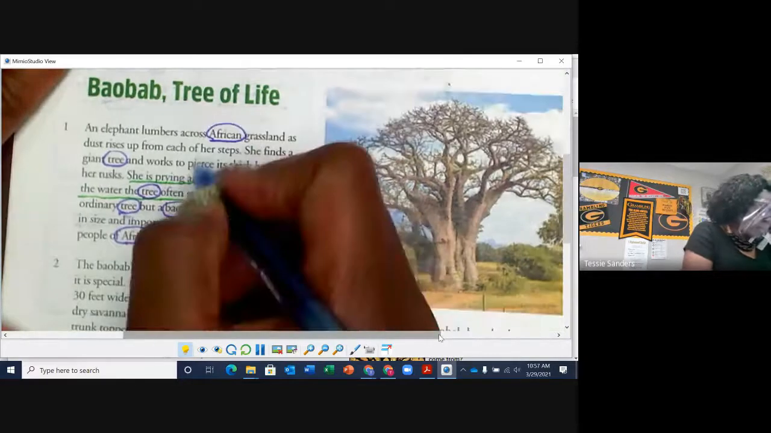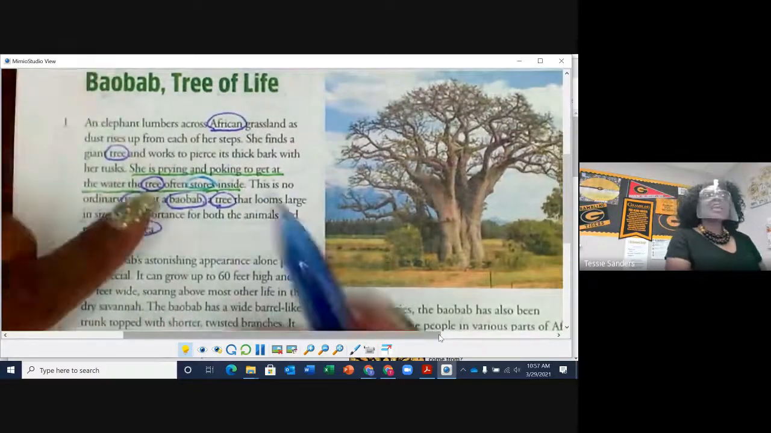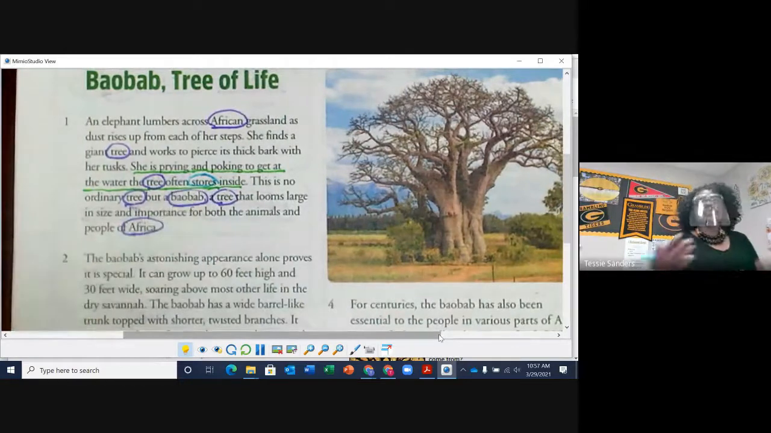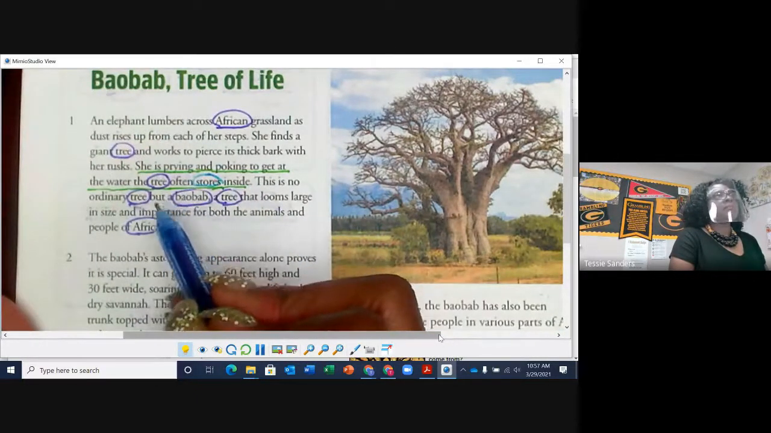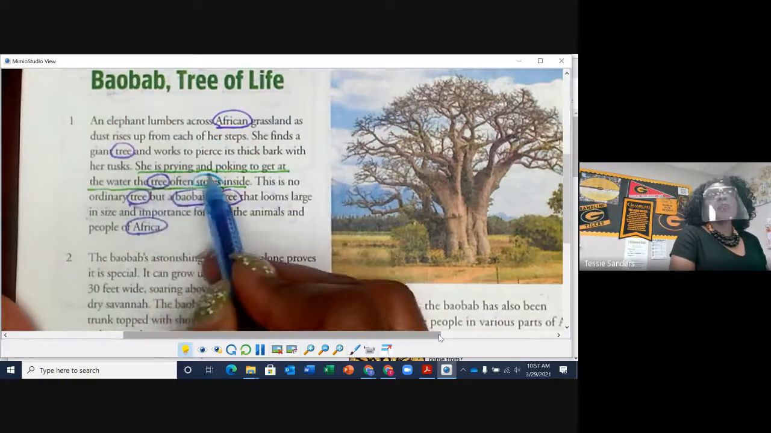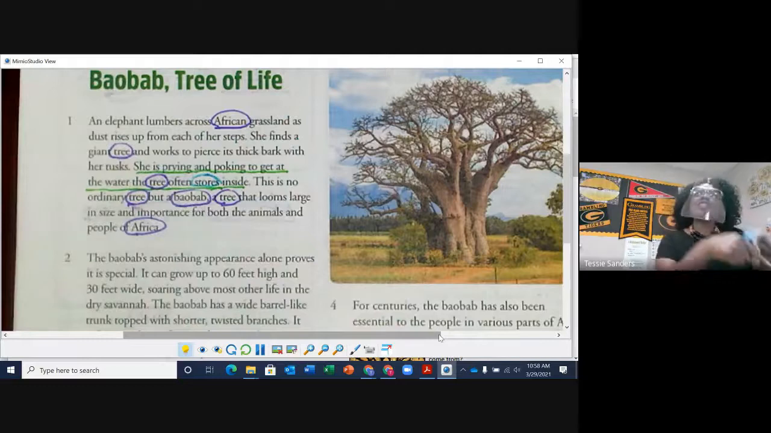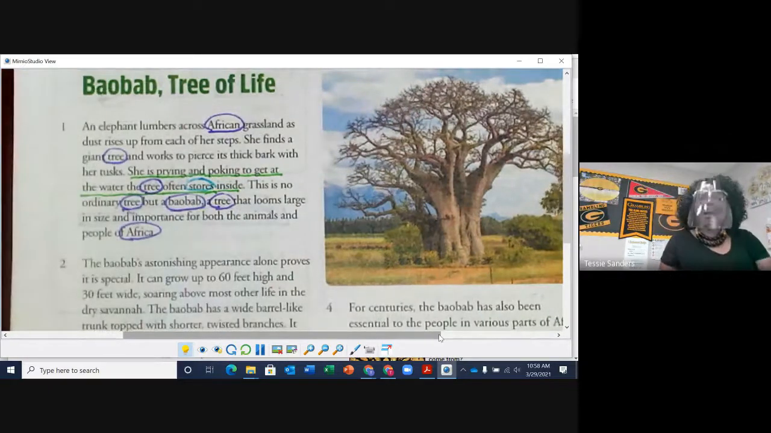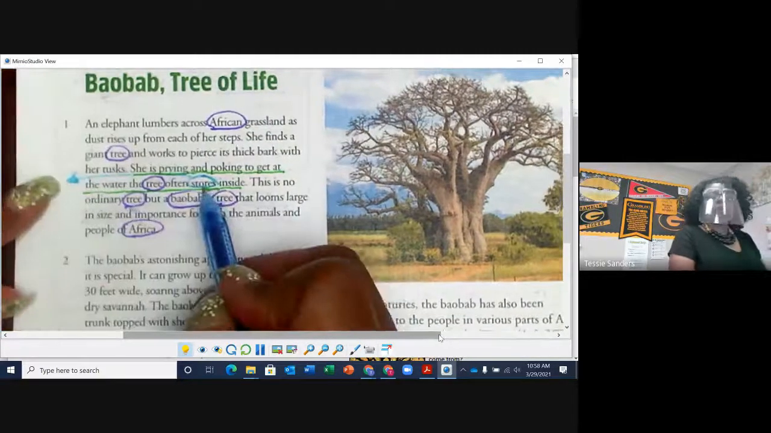Now, circle stores. We've had this word before, haven't we? In our lesson on homophones. Now, stop and think. Does this stores mean a group of merchants like Macy's, Nordstrom's? No. What does this stores mean based upon how it's used in a sentence? She is prying and poking to get at the water that the tree often stores inside. I heard someone say collect. Let's substitute. Good job. To keep inside. So let's use the word collect. She is prying and poking to get at the water that the tree often collects inside. So this stores means to what? To collect. So circle that word, draw an arrow.